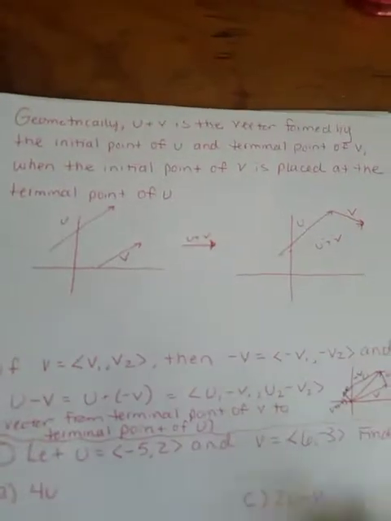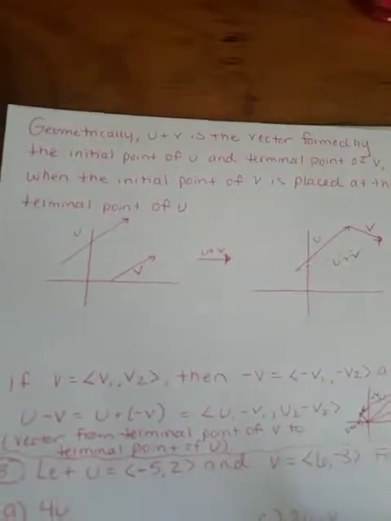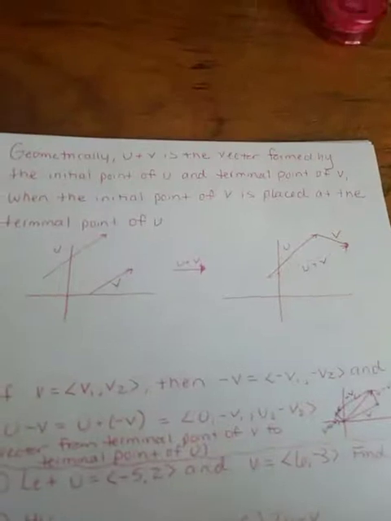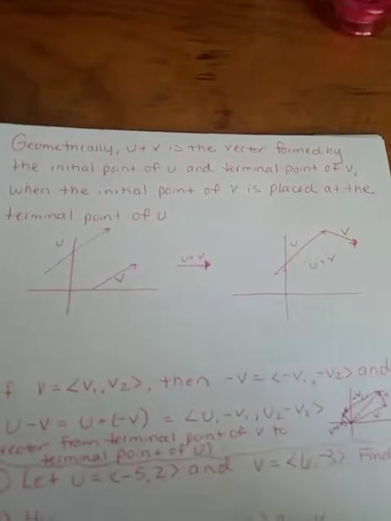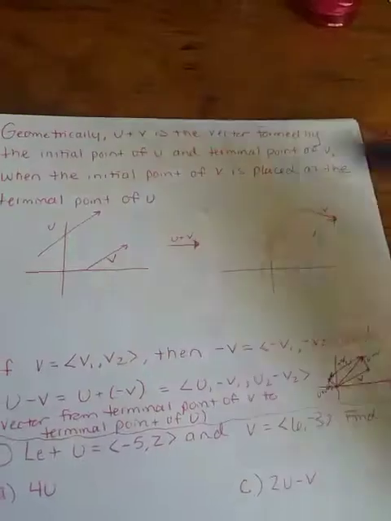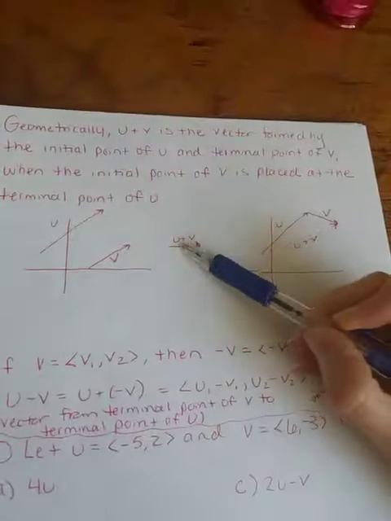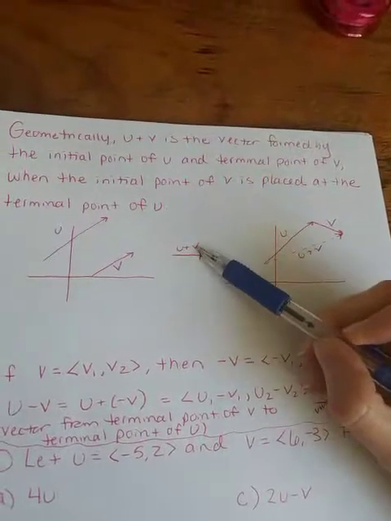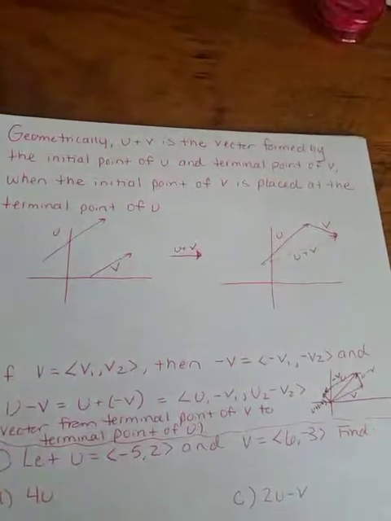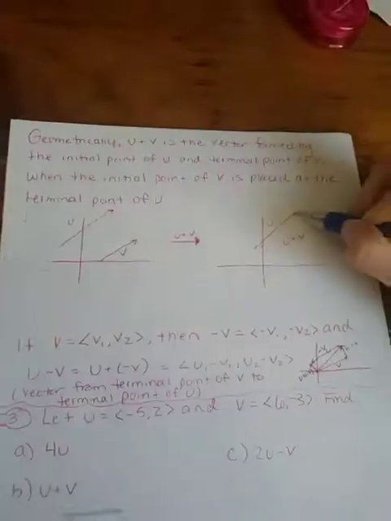Okay, so geometrically, u plus v is the vector formed by the initial point of u and the terminal point of v, when the initial point of v is placed at the terminal point of u. Again, this is not drawn to scale, so bear with me. If this was vector u and this was vector v, what is that saying? If you found u plus v geometrically, you take the initial point of v and place it on the terminal point of u. So here's u, here's the terminal point of u, and you place the initial point of v here.